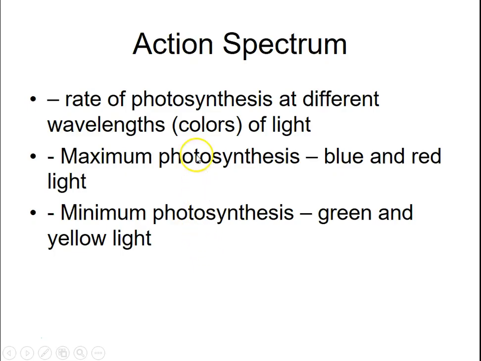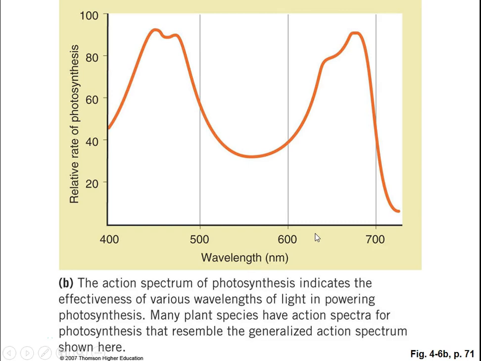Okay. Now the action spectrum is looking at the rate of photosynthesis at different wavelengths, or different colors of light. What we see is that we get the maximum photosynthesis with the blue light and the red light, the same as where we had the maximum absorbance of the light energy. We get the least photosynthesis from green light and yellow light. Again, what should be obvious is we get the least photosynthesis from the green light, because when we look at the plants, they appear green. They are not absorbing the green light, but they are reflecting the green light.